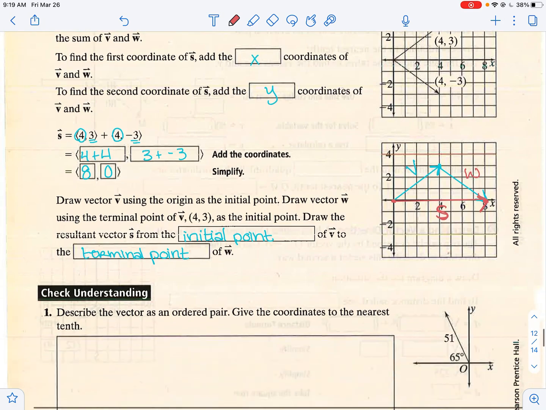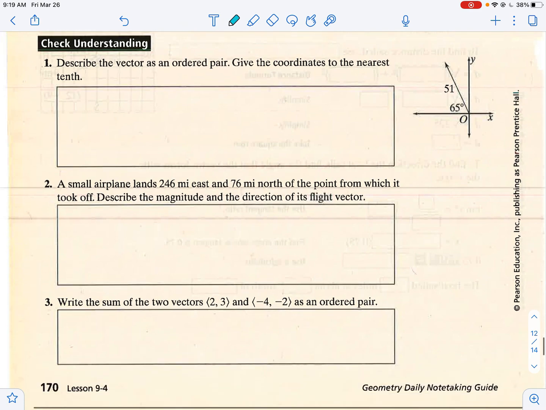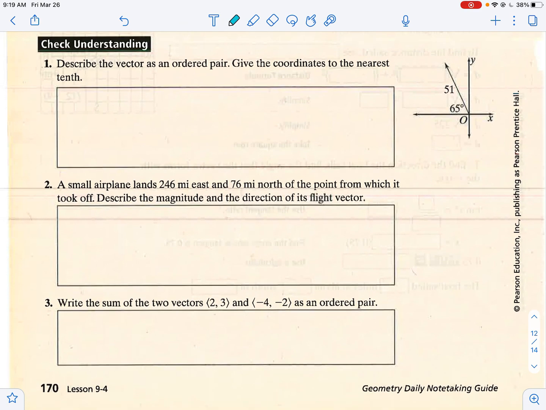Okay, let's take a look at some of these check for understanding problems together. They're very similar to the ones we've already done. So it says describe the vector as an ordered pair, give the coordinates to the nearest tenth. Alright, so let's draw a triangle here because that's going to make it a lot easier to work with. This angle is 65, the hypotenuse is 51. We need to find x and y. So let's focus on x first. If we look at x and we're using the hypotenuse, x would be adjacent.